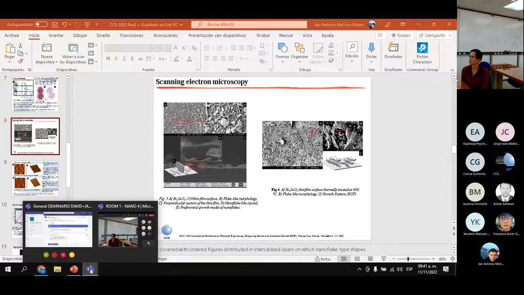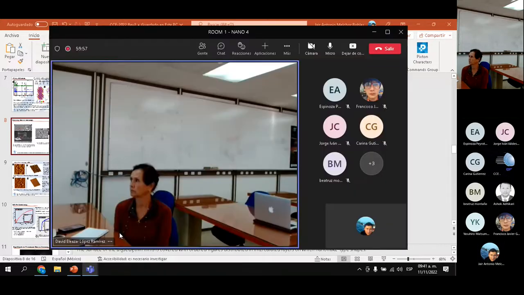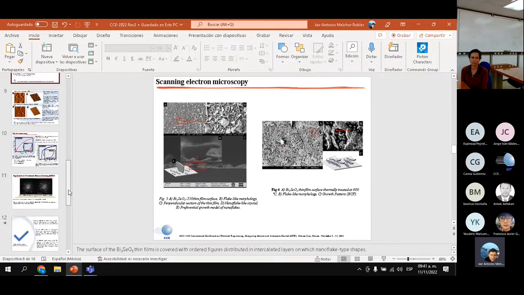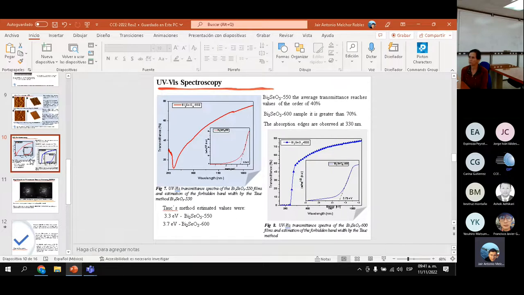Yes. Okay. And another question is, which one is your best condition, between the 550 or 600? The best condition is for the sample annealed to 600 degrees Celsius, but in this spectroscopy we can see the better quality of the material. The border too is very sharp in comparison with the other sample.